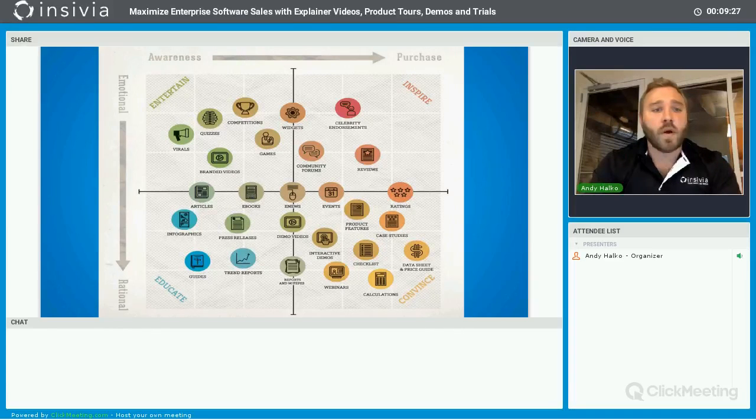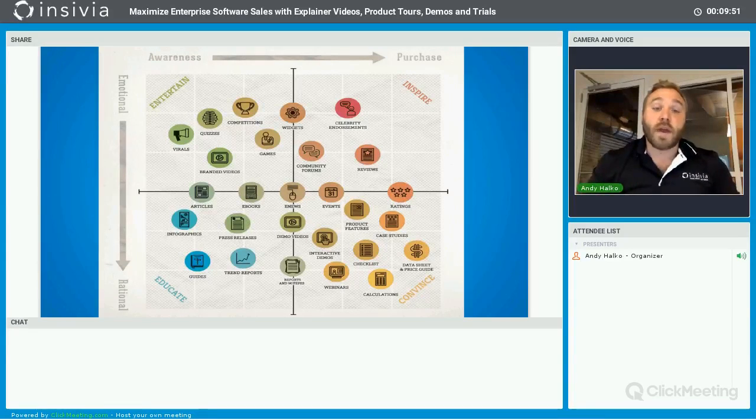So as an example, someone that is looking to be entertained and they're in the awareness stage and they're very emotional might want something that's viral or a quiz or a competition. But as they move down and they need to be convinced and they're further in the purchase stage and they're rational about their decision, it's things like checklists and calculators and webinars to move them forward in that process.